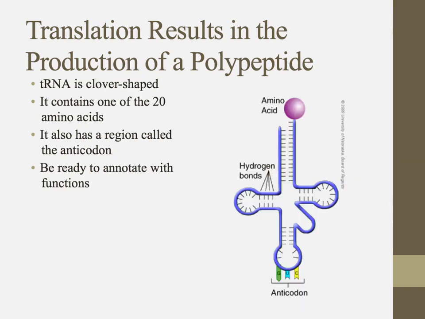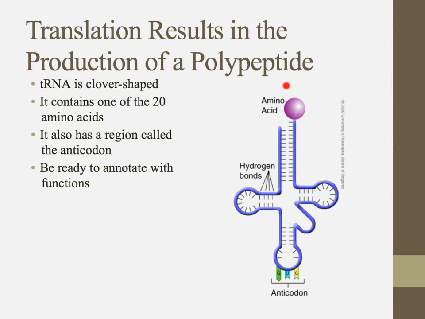Now, let's take a closer look at this tRNA. Okay, so tRNA doesn't look single-stranded, does it? It looks double-stranded, but don't be fooled. It's actually still all one single strand that's been folded up on itself due to hydrogen bonds forming between some of those base pairs. So still all one single strand that's just been folded up.